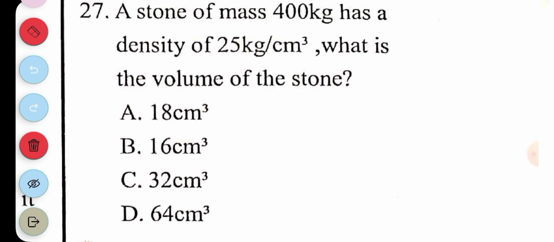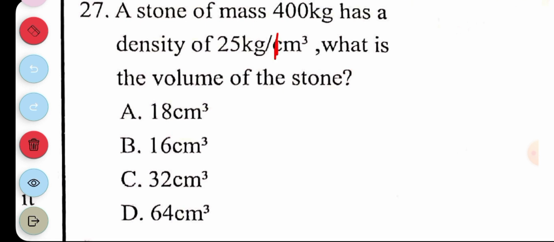Question 27. A stone of mass 400 kilogram has a density of 25 kilogram per, so it's supposed to be per meter cube, not centimeter cube. What is the volume of the stone? And all of this is supposed to be in meter cube, not centimeter cube.